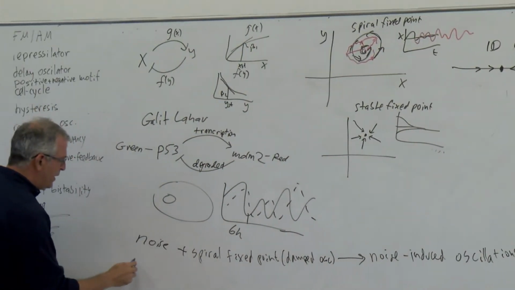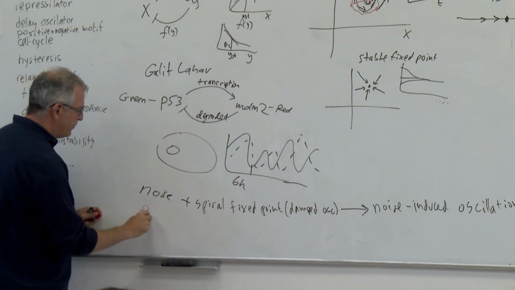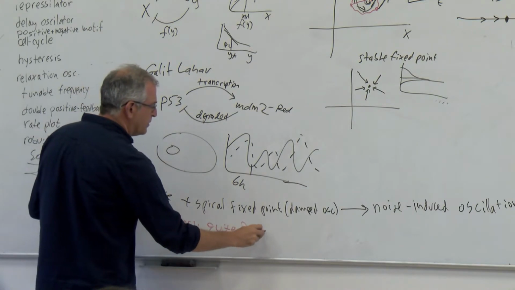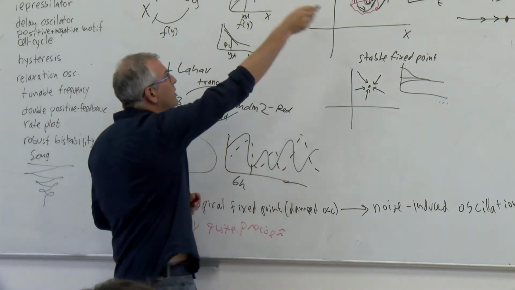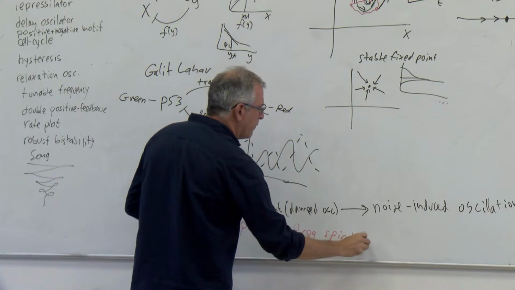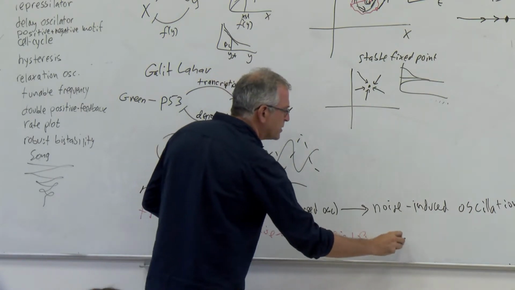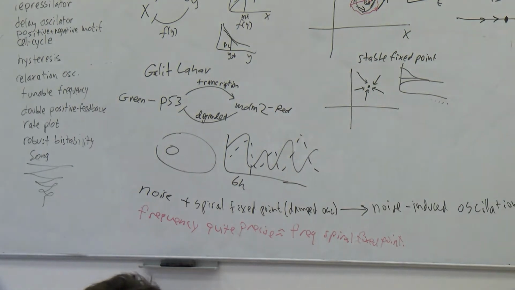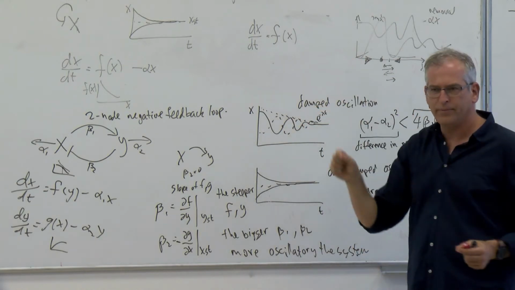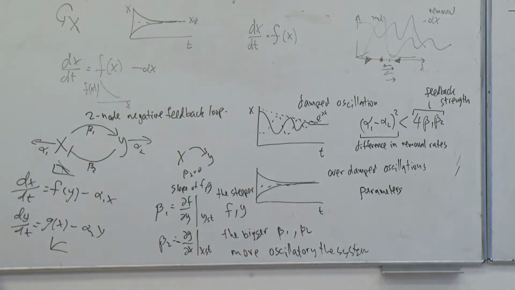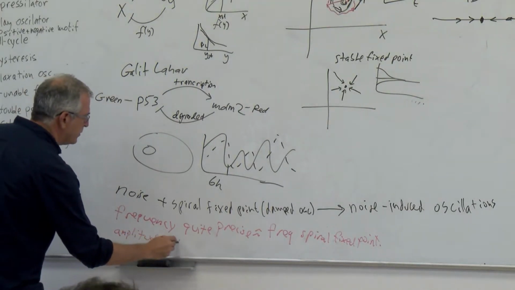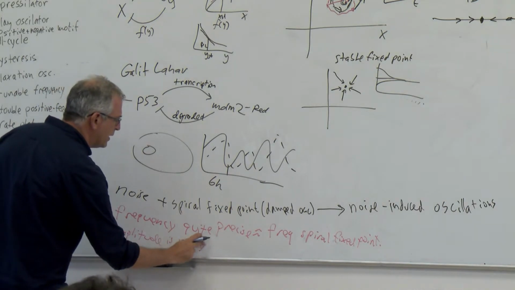So these noise-induced oscillations have the following properties. They have a frequency that's quite precise, actually, and it's equal to the frequency of the spiral fixed point, which has to do with the imaginary part of the eigenvalues I talked about. So if this has a typical frequency, that's the frequency you'll see. But the amplitude is noisy because it goes like the noise amplitude.